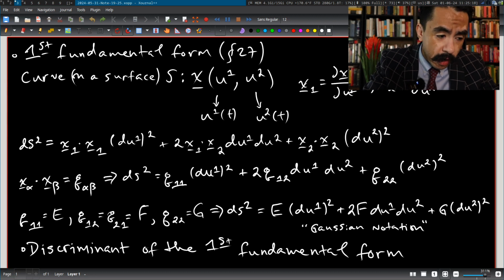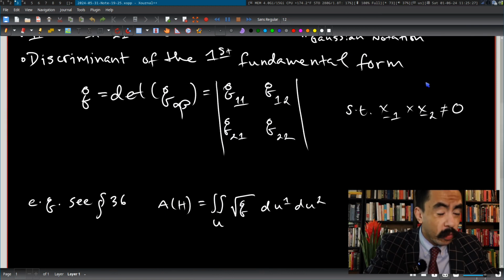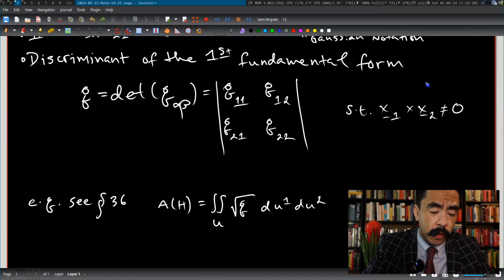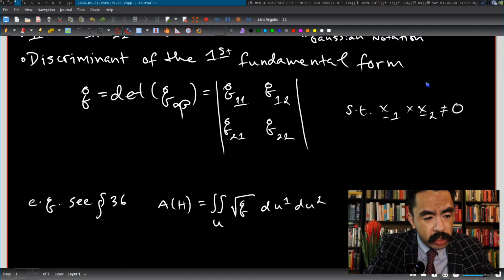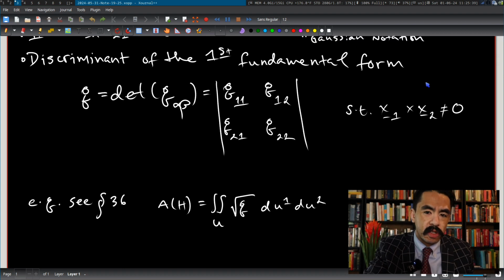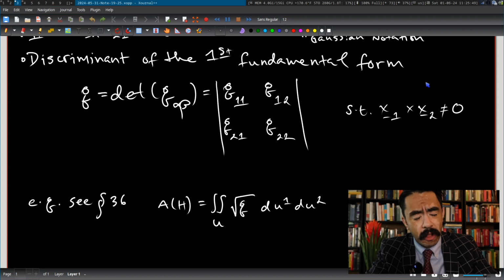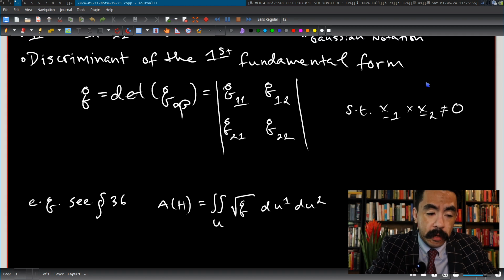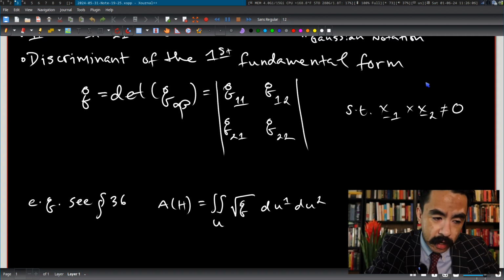And this is not to be confused with the discriminant of the first fundamental form, which is also represented using a lowercase g, but with no sub or superscripts, and this lowercase g is equal to the determinant of lowercase g with the subscript alpha beta. So this is given by the determinant with g11 and g12 in the first row, and g21 and g22 in the second row. A requirement for this determinant is that the cross product of x1 and x2 is non-zero. It turns out that this determinant is positive. This was shown in an earlier section.